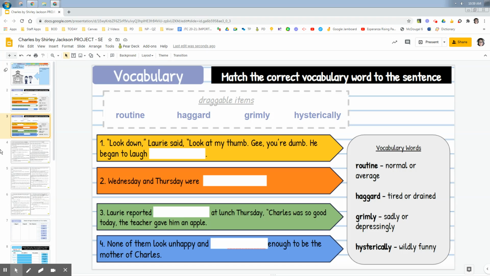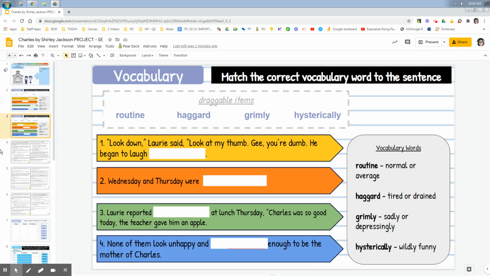For slide 3, it's the same exact thing, but with 4 different vocabulary words. You have the words routine, haggard, grimly, and hysterically. The definitions: routine is normal or average. Haggard means tired or drained. Grimly means sadly or depressingly. And hysterically means wildly funny.